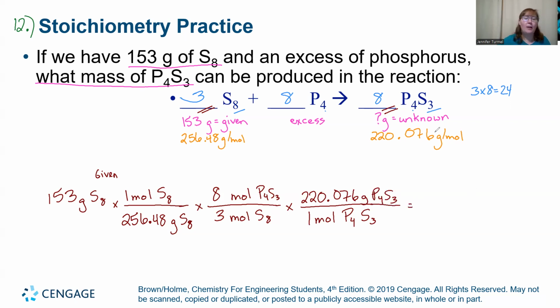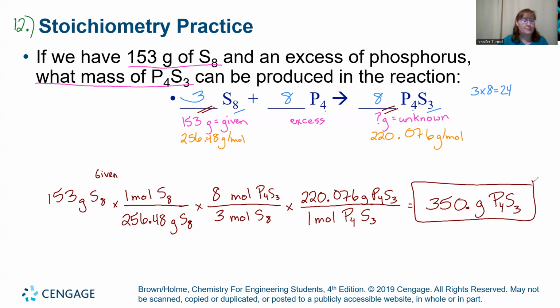And when we calculate that, that would be 153 times 8 times 220.076, divided by 256.48, and then divided by 3. If you work through that correctly, you'll get 350. That little decimal point goes there because we can have 3 sig figs, grams of P4S3 for your final answer. So that is our standard stoichiometry.